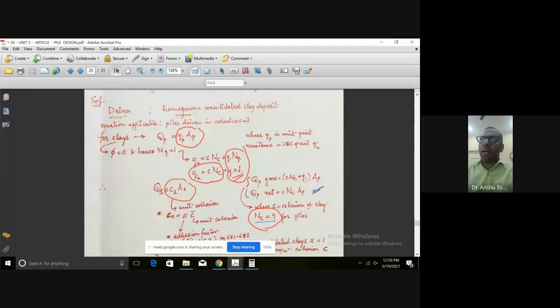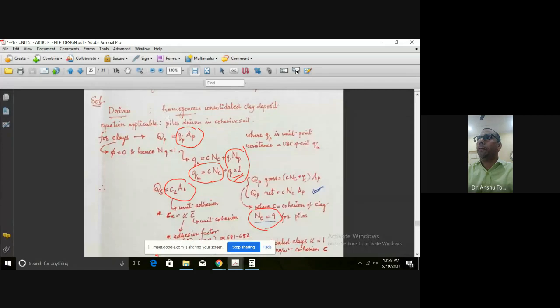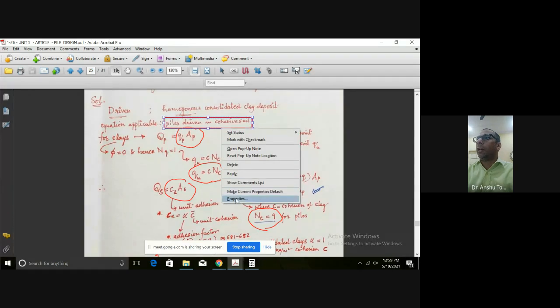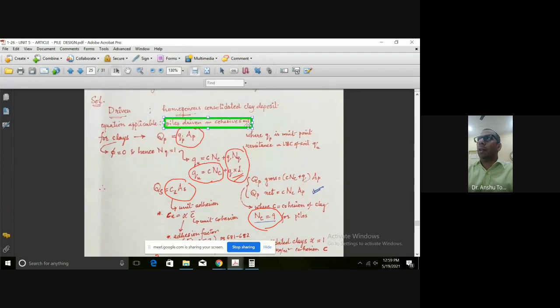Piles we are using, I will make it into a rectangle so that it becomes easy for you to identify. What case are we dealing with? The case we are dealing with is piles driven in cohesive soils. Simple: piles driven in cohesive soil is the case we are dealing with.